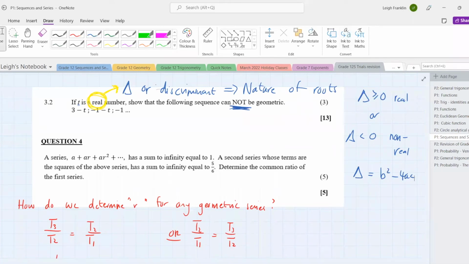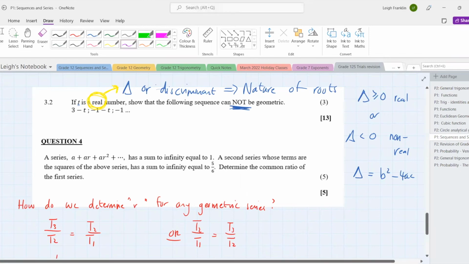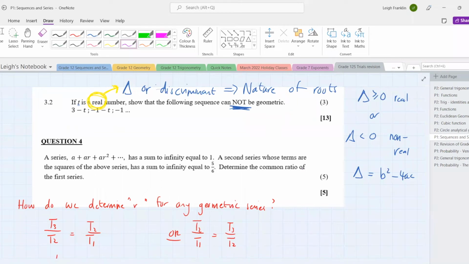What are we trying to establish? Yes, go for it, Boichepo. Ma'am, can't we use the formula where we find the roots, and if it says it's a math error and not applicable, then you can prove that it's not geometric. What formula are you referring to exactly? Negative b plus or minus square root b squared minus 4ac over 2a.